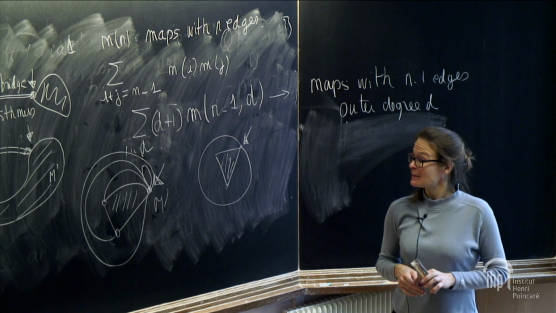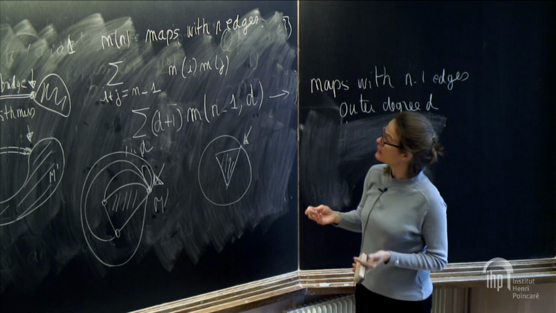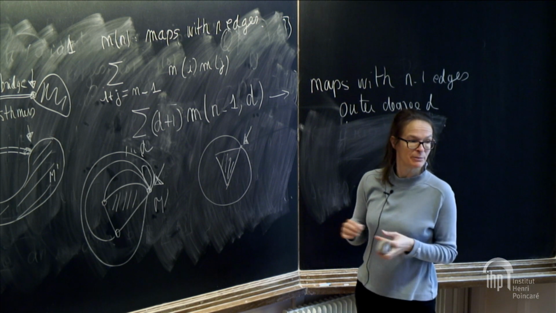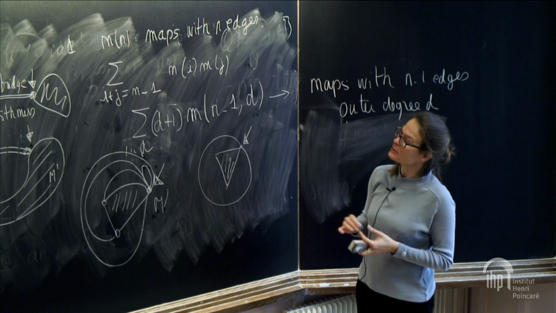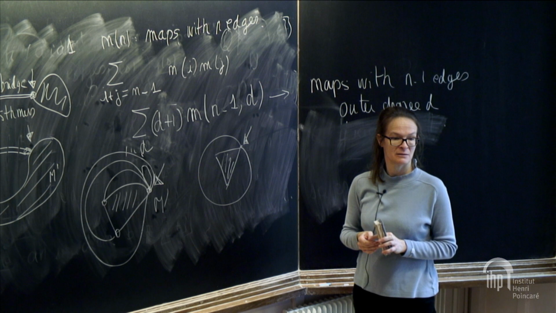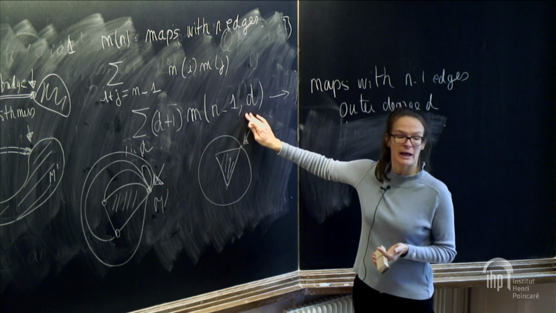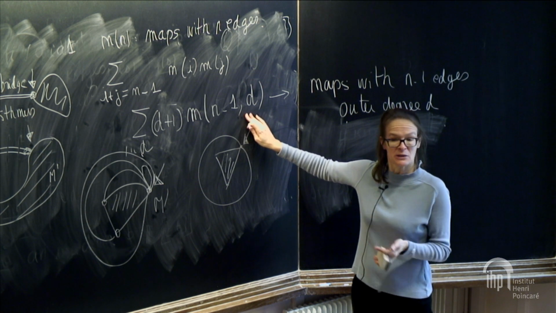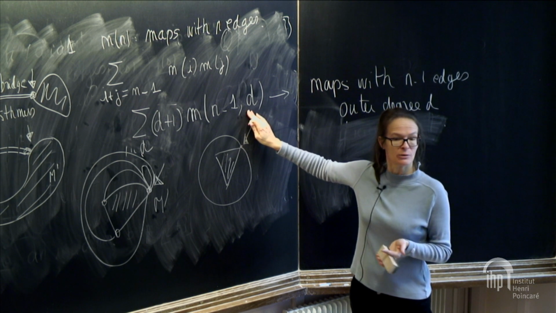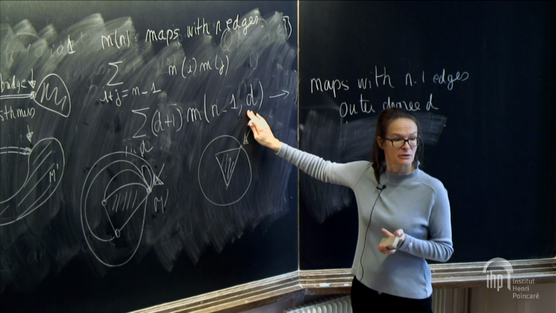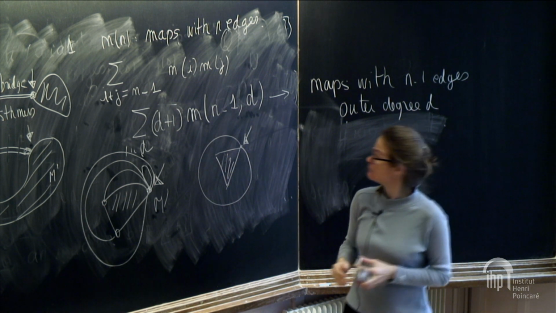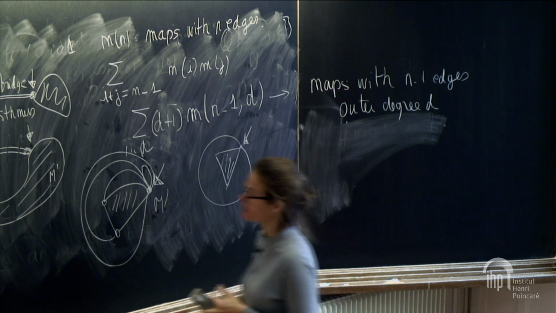So what is this telling us? Well, it's telling us that, at least using this simple recursive description, we cannot really write a recurrence relation for the sequence M of n. It seems that, whether we want it or not, we have to count those maps according to this additional parameter, the degree of the outer face. Okay, so let's agree to do that.